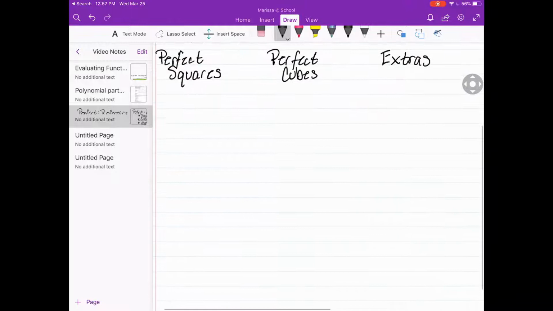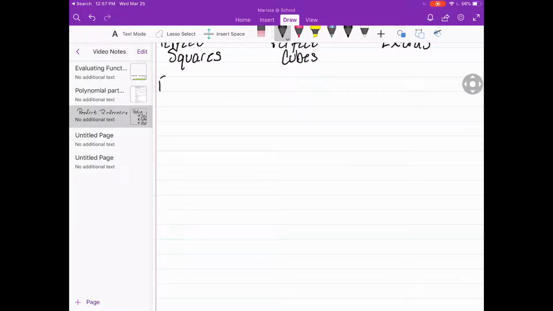So for the squares, we are going to do 1 squared, 2 squared, all the way to 15 squared. So at this point, you should have all of those listed.